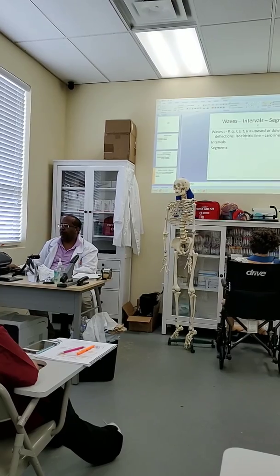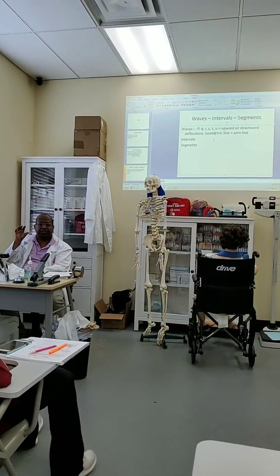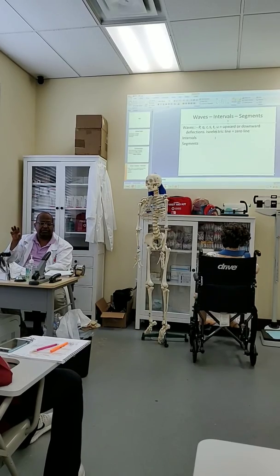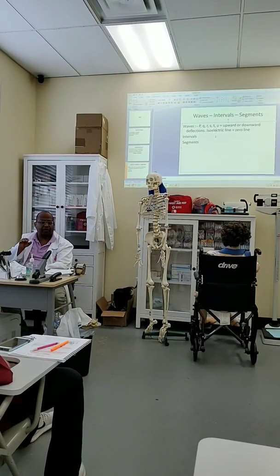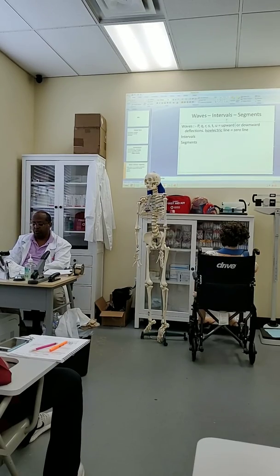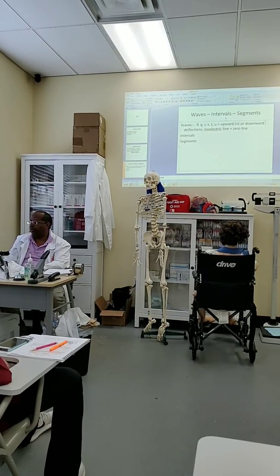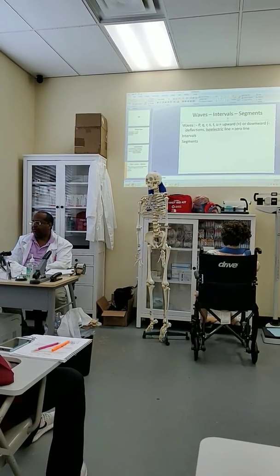From this, there will be an upward deflection. These upward deflections are positive deflections. The downward ones are negative. So we have these two. The upward ones are called positive deflections, and the downward ones are negative deflections.